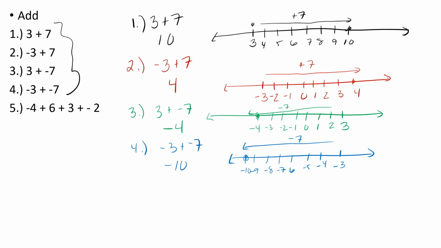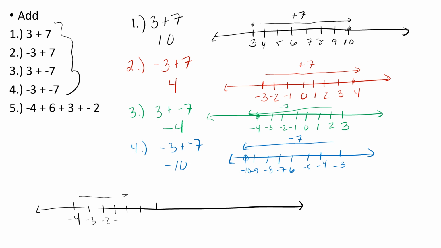The last problem on this slide is just a longer problem. Okay, and we can also model this on a number line. So let's take a look and do this. So let's put the -4 here. So we're going to do -4 plus 6. So I'm going to move 6 to the right. So 1, 2, 3, 4, 5, 6. So let's see where that puts us. That puts us at the 2.